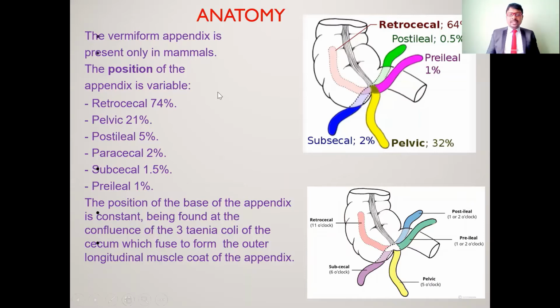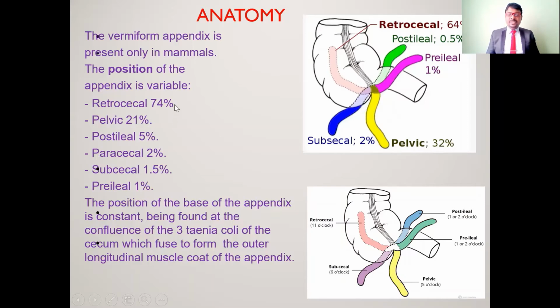In the case of the retrocecal, if you see here, this is the retrocecal position, towards the ascending colon. Then there are other types: post-ileal, pre-ileal, pelvic regions, and subcecal. These are the different types of appendicitis, depending upon the position of these finger-like projections in the intestines.